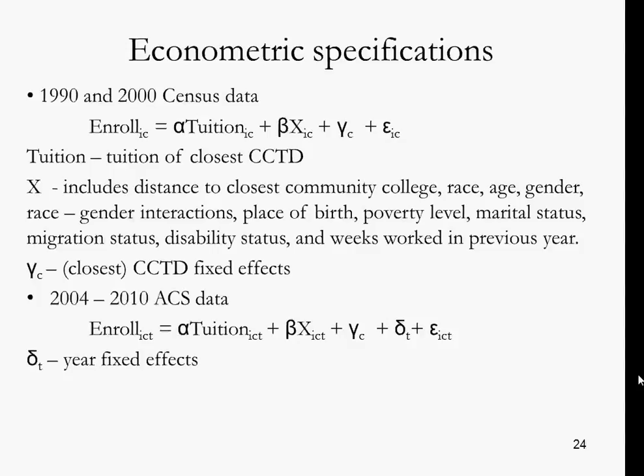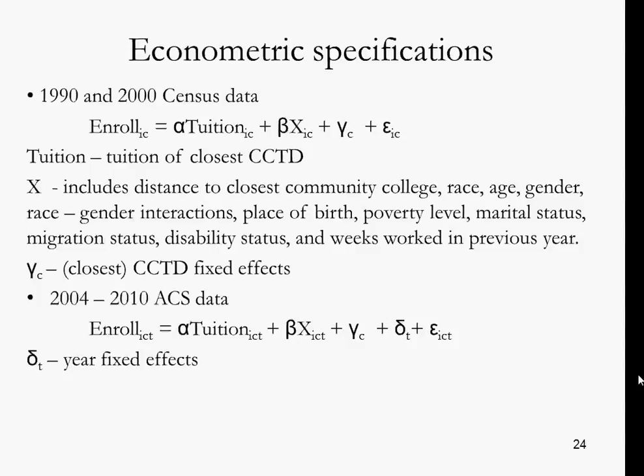People who live further away from any community college are going to be less likely to go to college. We'll see that. But we don't want to put that bias into the tuition estimate by neglecting it. And then we control for the usual demographics, including birthplace.